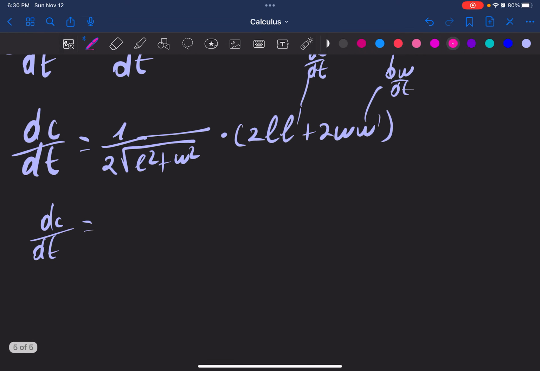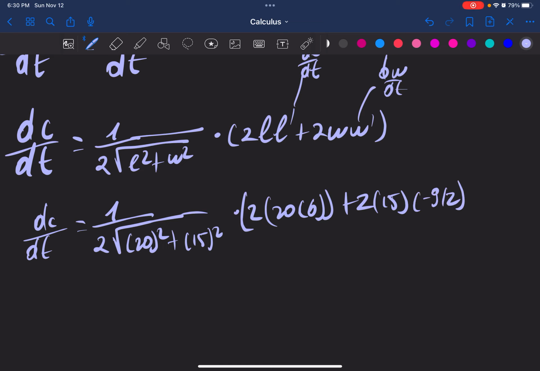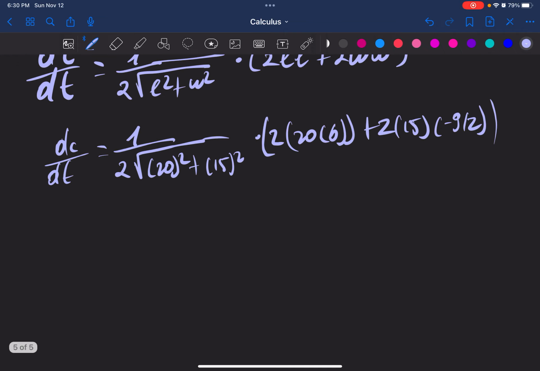So what I end up having is 1 over 2 times the square root of 20 squared plus 15 squared, times 2 times 20 times 6 plus 2 times 15 times negative 9 over 2. Okay, this is a giant mess, but it's doable. So 20 times 20 would give me 400, plus 15 times 15. Using the calculator here, that gives me 225. So 225 plus 400 would give me 625.